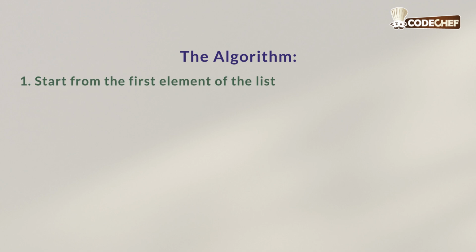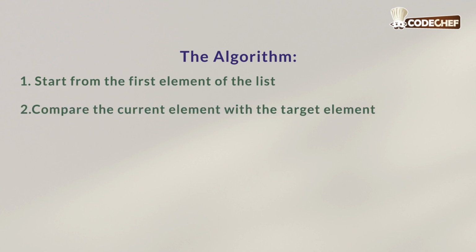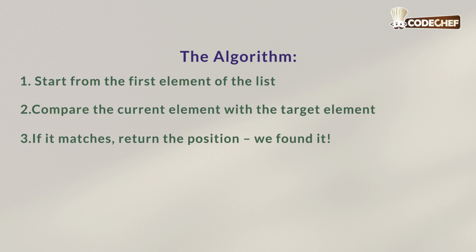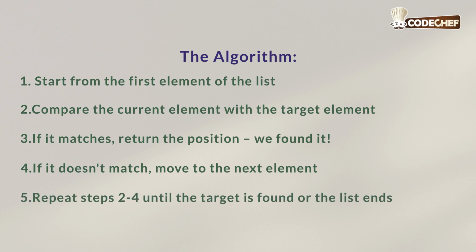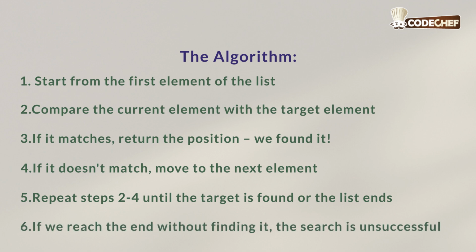How linear search works. Let's break down the linear search algorithm into clear steps. First, you start from the first element of the list. Then you compare the current element with the target element. If it matches, you return the position, as we have found it. If it doesn't match, we move to the next element. We repeat steps 2 and 3 until the target is found or the list ends. If we reach the end without finding it, the search is unsuccessful.